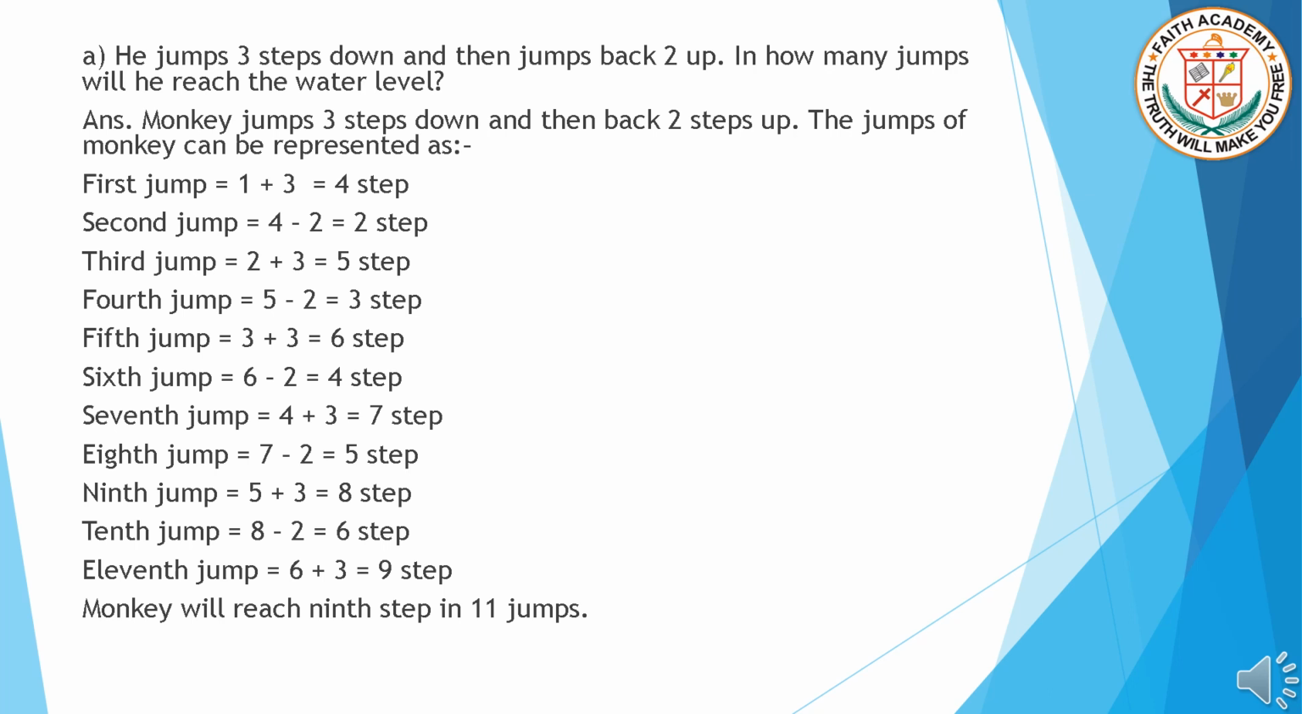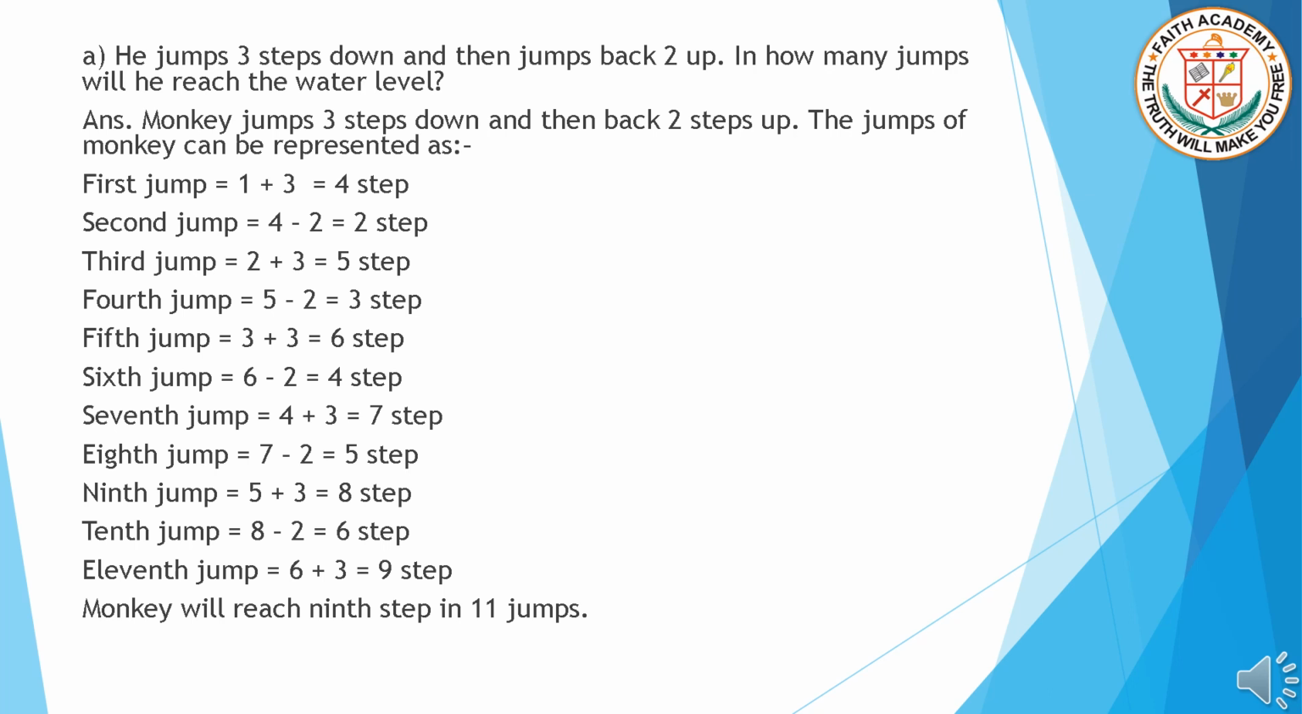On his 6th jump, he moves 2 steps up. That means from the 6th step, he goes 2 back, which is the 4th step. From the 4th step, on his 7th jump, he goes 3 steps down and he reaches the 7th step. From the 7th step, on his 8th jump, he goes 2 steps back and he reaches the 5th step.